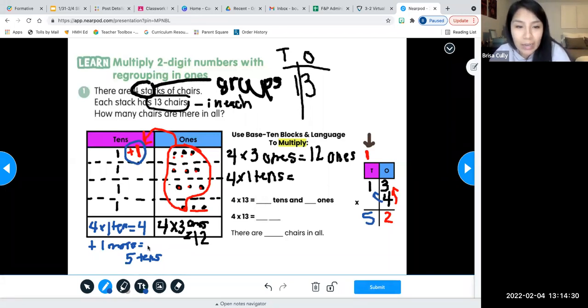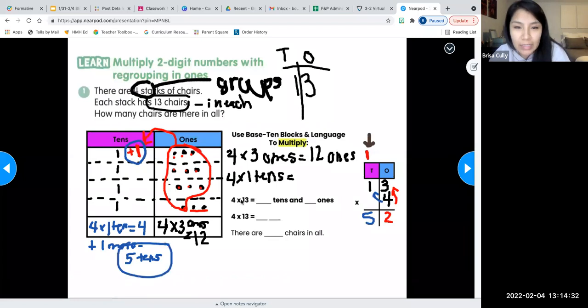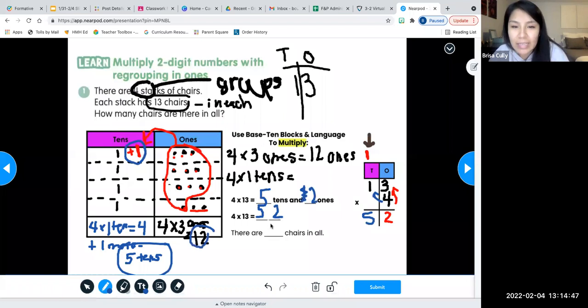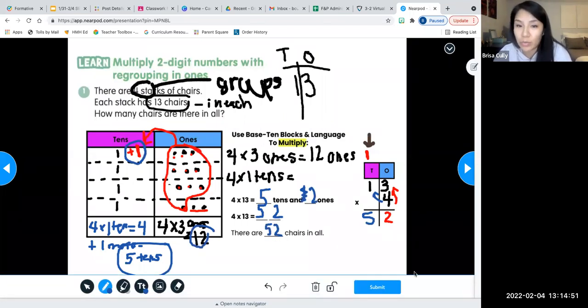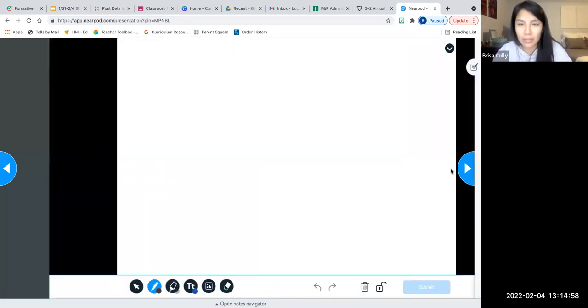So I had 5 tens, and then I had 12 ones in all. Oops, sorry, I had 2 ones left over. If I have a 5 in the tens place and a 2 left in the ones place, that is 52 chairs in all. And Amir and Jaylee, I don't know if you remember that from yesterday. That's the answer we got. All right, I'm going to submit this work.